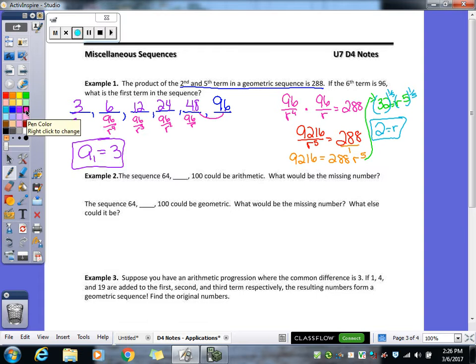So again, second example, we have the sequence 64, blank, 100, could be arithmetic. What would be the missing term? Well, we would first have to find our common difference, which remember is us using our slope formula. This is our first, second, third term. So 100 minus 64 over 3 minus 1. That would give us an 18. So if I add 18 to this, I end up getting 82. That's plus 18. And then just to check, plus 18, that would take me back to 100.